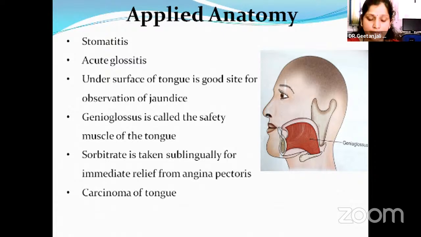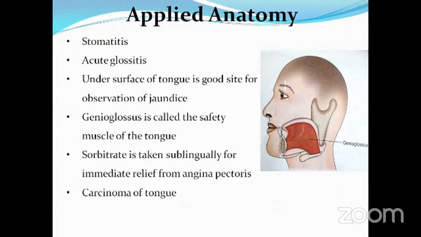And next is sorbitrate. Sorbitrate is taken sublingually for immediate relief from angina pectoris because it is absorbed fast, because of the rich blood supply of the tongue and bypassing of portal circulation. Then carcinoma of the tongue. Carcinoma of the posterior one-third part of the tongue is more dangerous due to bilateral lymphatic spread.